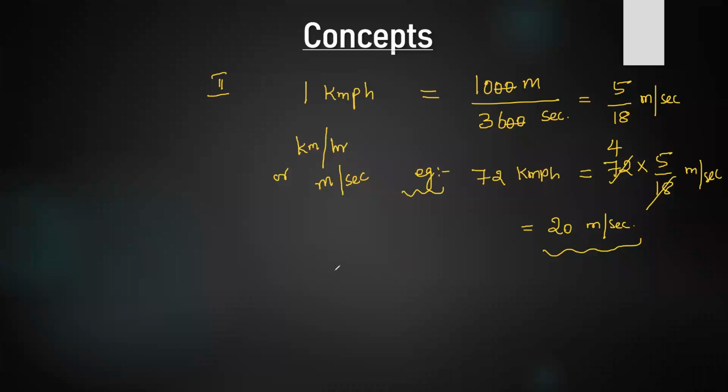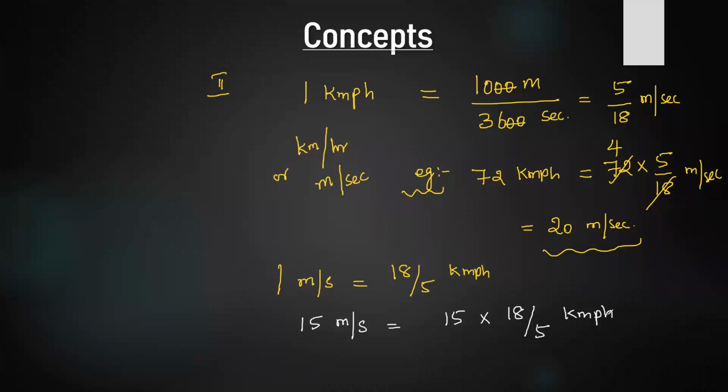Similarly, if you want to convert meter per second to kilometer per hour, 1 meter per second equals 18 by 5 kilometer per hour. Just reverse. For example, 15 meter per second. Just multiply by 18 by 5 to convert into kilometer per hour.